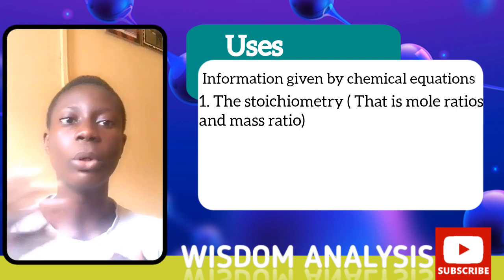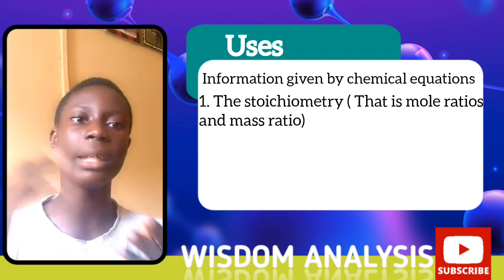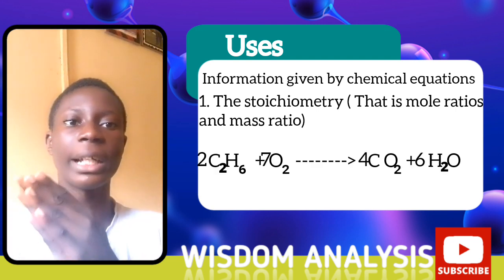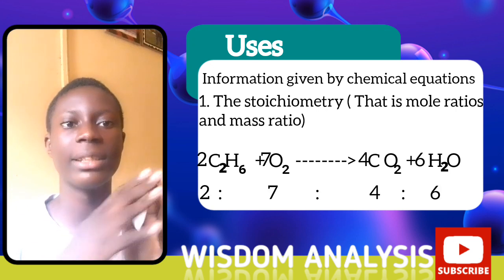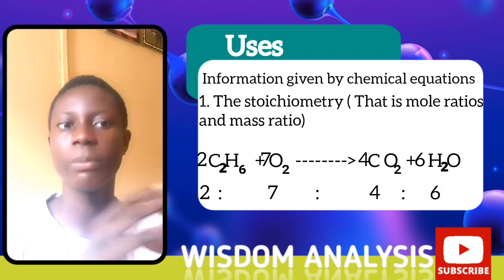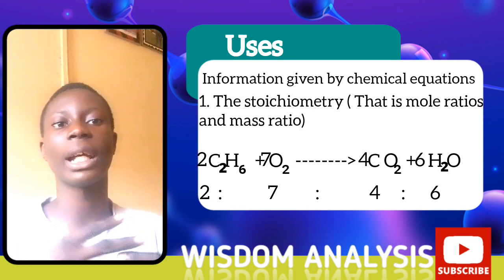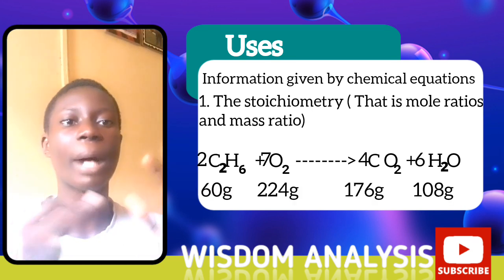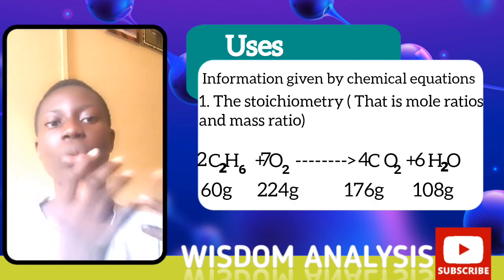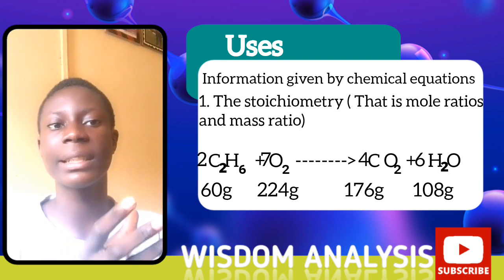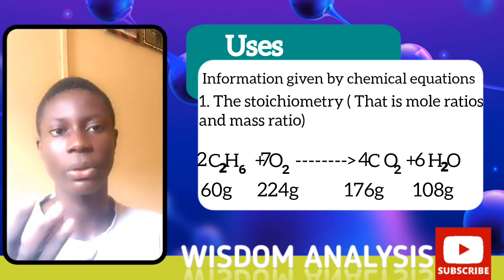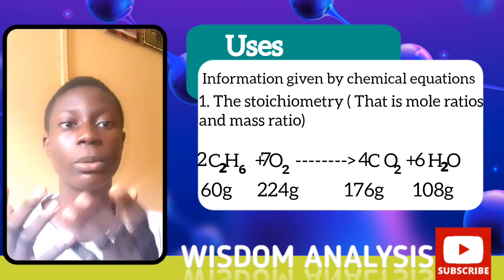That is the mole ratio, the mass ratio. Like if you have a chemical equation as this, you can get the ratio as this, right? So this is the mole ratio of the chemical equation, and so on. So this mole ratio or mass ratio is called the stoichiometry of this equation. Okay, you can always get the stoichiometry from chemical equations.